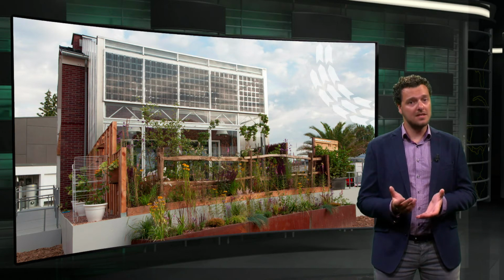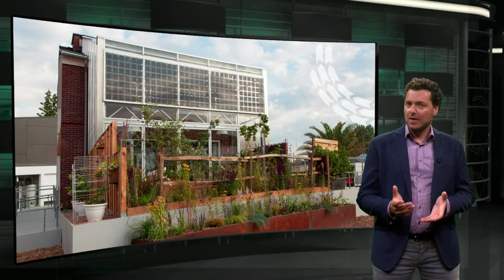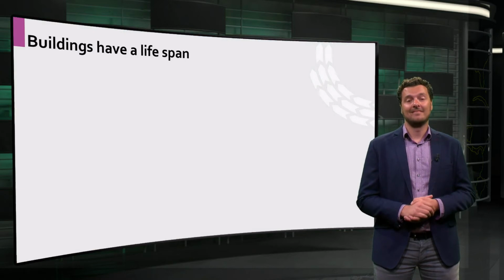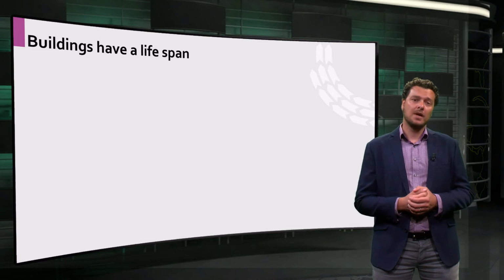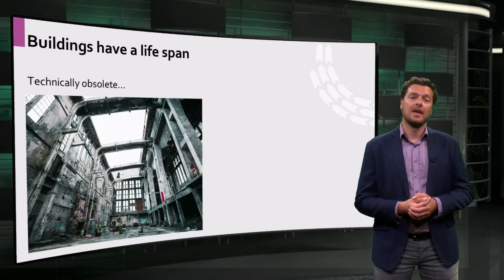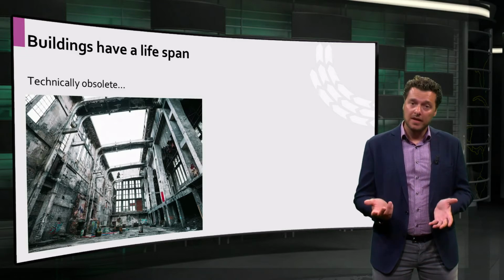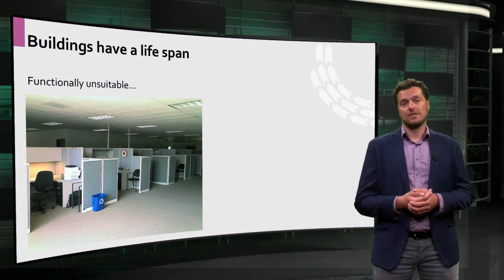It takes more than changing its function or put solar panels on the roof. Let's find out what building adaptation processes consist of. All buildings have a lifespan. At a certain point in its lifetime, a building in its current state is not fit for use anymore. Buildings can become technically obsolete, maintenance costs can skyrocket, and buildings can become functionally unsuitable for current uses.